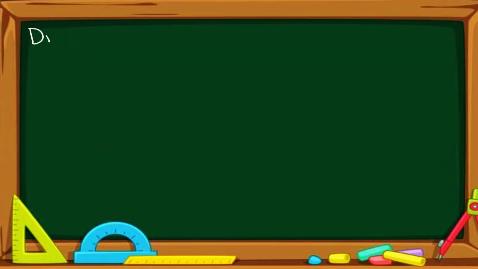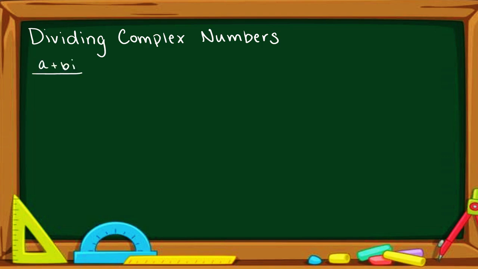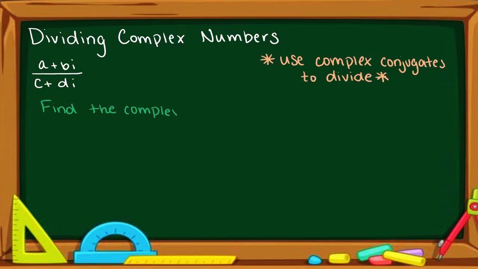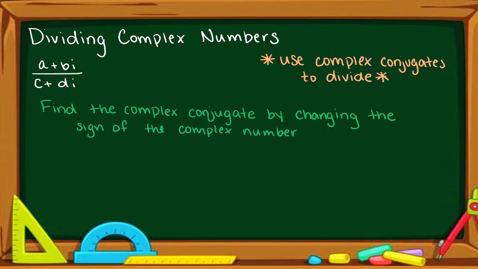Finally, let's look at dividing complex numbers. A complex number division problem has the form a plus bi over c plus di. We use complex conjugates to divide complex numbers. You can find the complex conjugate by changing the sign of your complex number. We're focused on the complex number in the denominator. This is because i is equal to the square root of negative 1, and we can't have square roots in our denominator. Our complex conjugate will allow us to remove any square roots from the denominator.